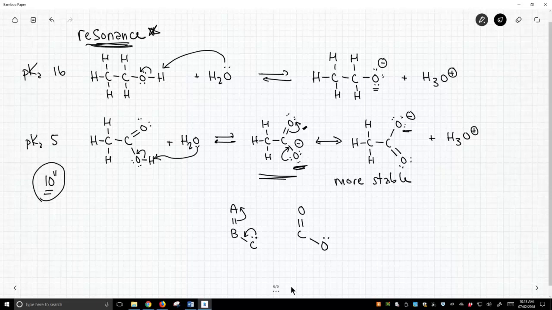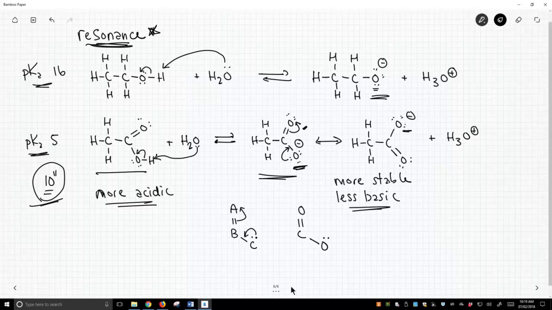More stable how? Well, it's more stable, it is less basic. And because this anion is less basic, therefore the parent acid is more acidic. And how do we see that? Well, we see that in the pKa's. This lower acid has a pKa of 5, the upper acid ethanol, where you cannot delocalize this negative charge, has a pKa of 16. The big difference in acidity. So here's a specific example of how resonance increases the acidity of an acid.